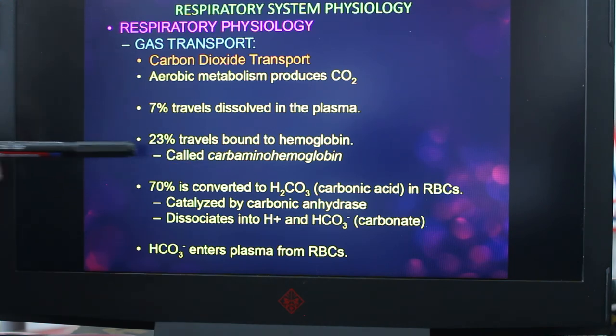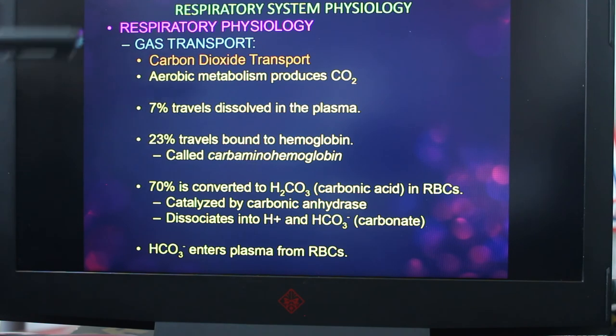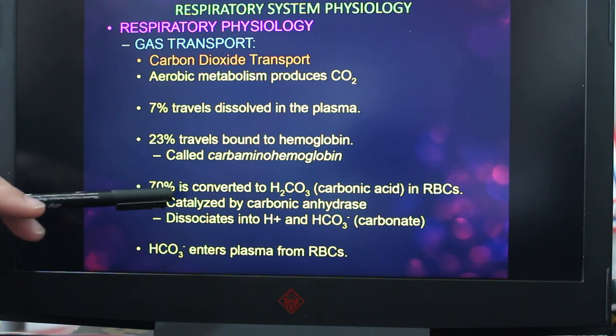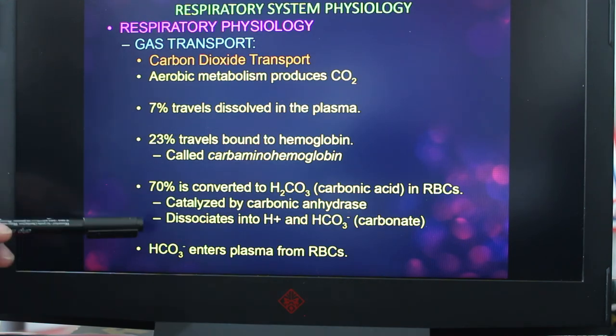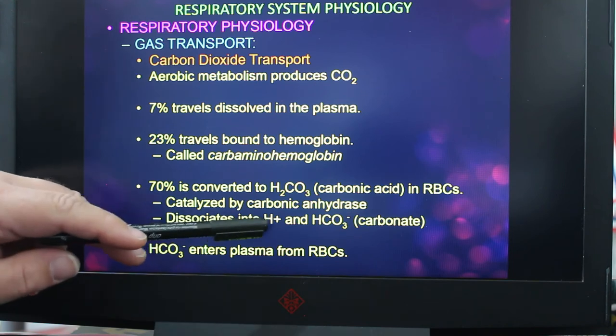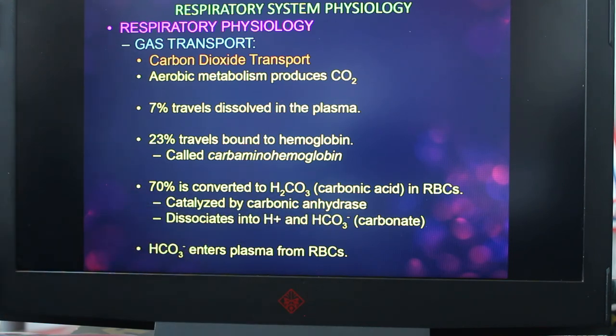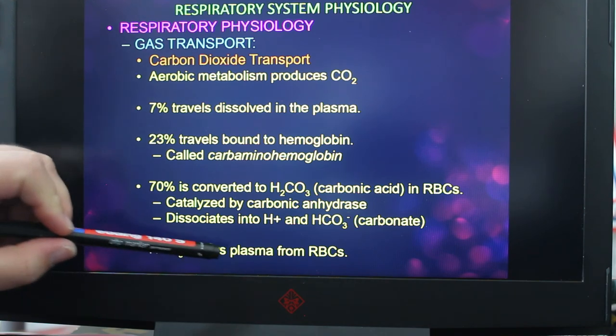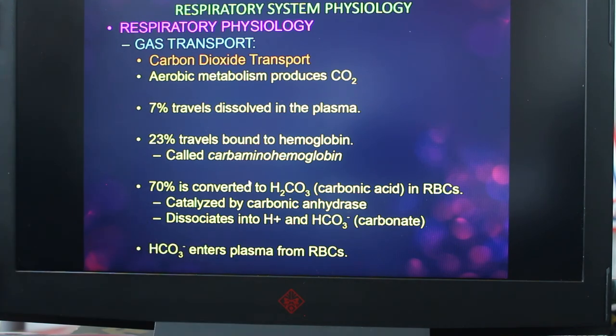carbaminohemoglobin. And 70% of carbon dioxide, which is very, very important here, is converted to carbonic acid in red blood cells, and that is how carbon dioxide is mainly transported within our body once it is produced by the cells as a waste product. So catalyzed by carbonic anhydrase, this dissociates into hydrogen ions and bicarbonate, and bicarbonate enters plasma from red blood cells.